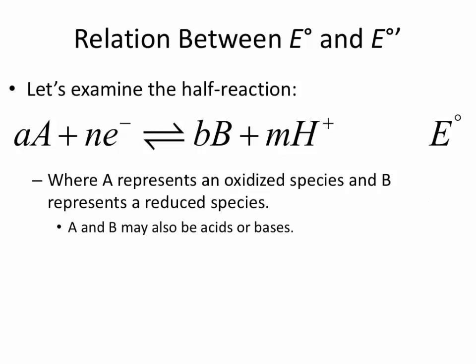Now let's examine the half reaction shown here. We have a moles of A reacting with n moles of electrons to give us b moles of B and m moles of hydrogen ions. And we have our E0 here, where A represents some oxidized species and B represents some reduced species. Now note here that A and B may also be acids or bases.